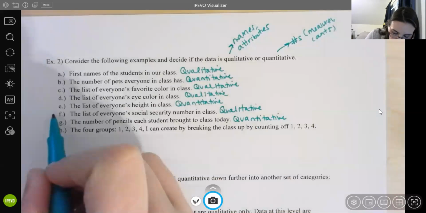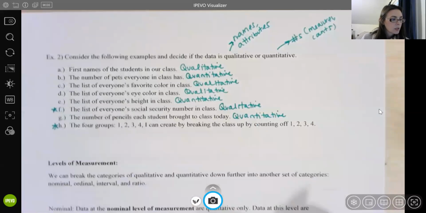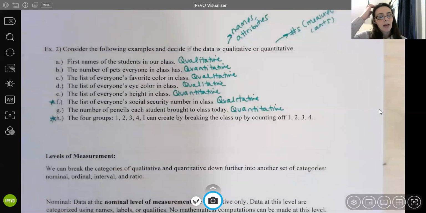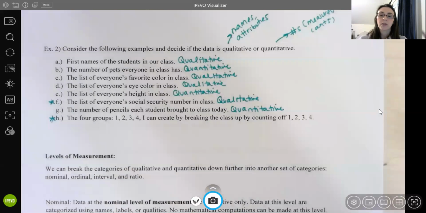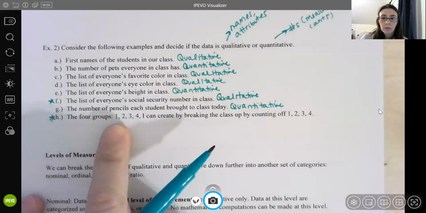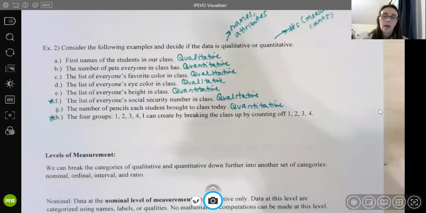All right. So I'm going to start with F because that one's tricky. H is actually a little trickier too. So let's say I were to split the class into 4 groups, right? So I said, okay, everybody count off 1, 2, 3, 4, and you're each going to go to different corners of the room. We're going to do a group project, right? Well, I'm using numbers, right? I'm labeling my groups. Oh, you're group 1, you're group 2, you're group 3, you're group 4. So I have the numbers 1, 2, 3, 4.